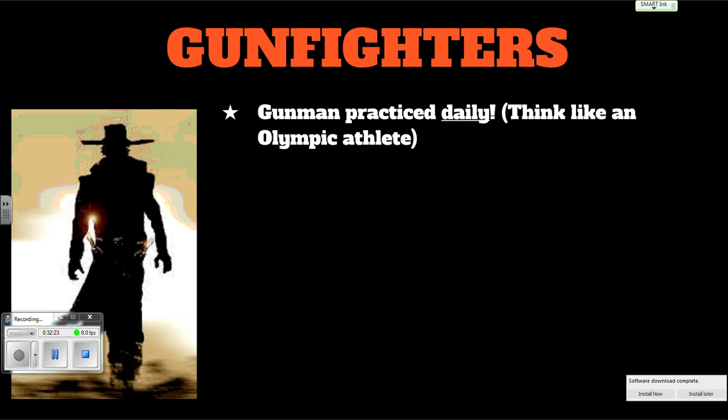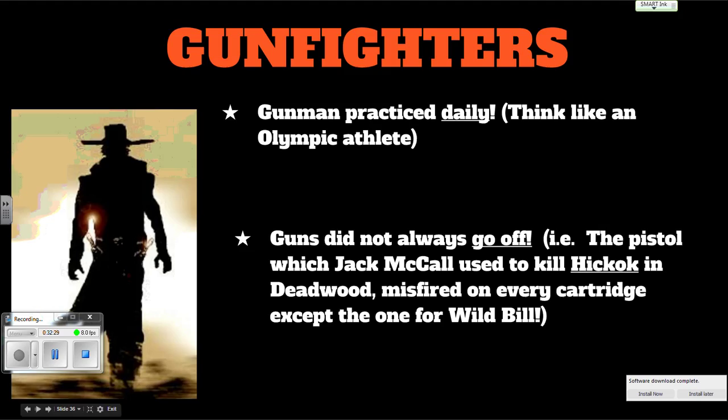The sad part is the gun didn't always do what it was supposed to, because these were not guns like we have today. So the gun didn't always go off when they were trying to shoot. So, for example, how many of you have been out in Deadwood, South Dakota? You've been to the saloon? What is it called? Number 10 saloon? Where he was shot? Well, this is where, remember, Wild Bill Hickok was shot? Well, did you know the pistol that Jack McCall used to kill Hickok in Deadwood misfired on every shot except the one to Hickok? So, sad for Hickok, but in his case, it did not work.